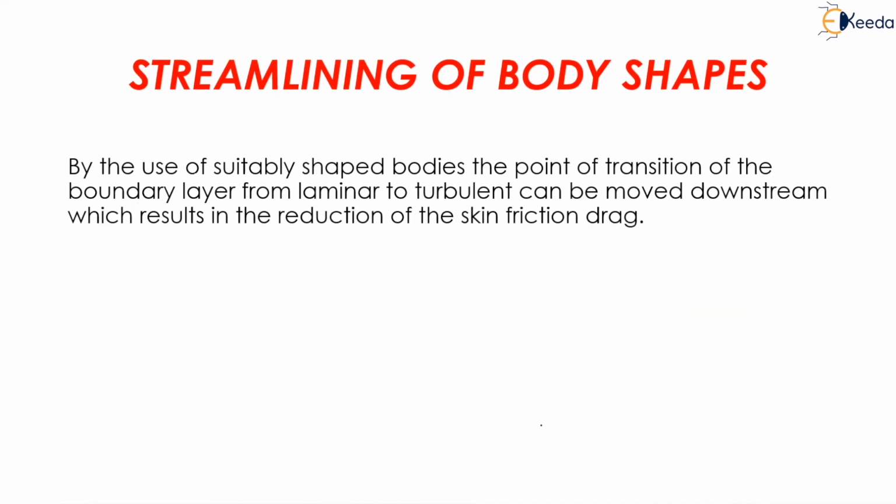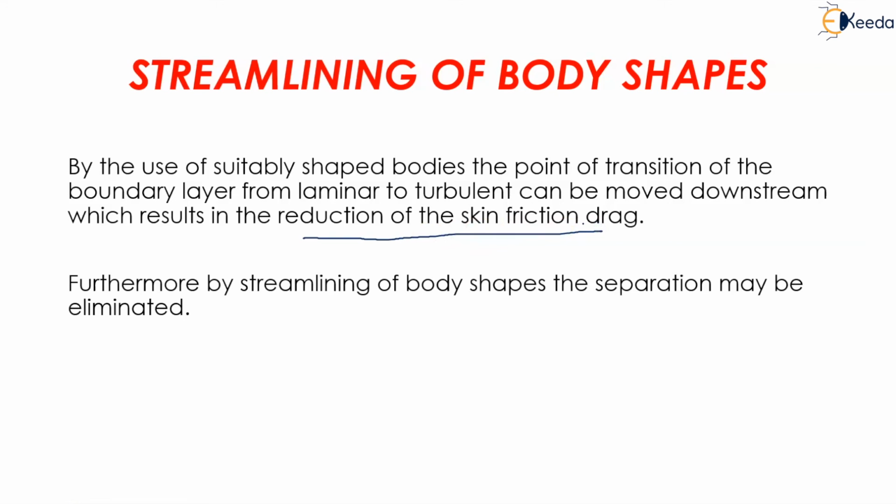The next and the last part is streamlining of the body shapes. By the use of suitably shaped bodies, the point of transition of the boundary layer from laminar to turbulent can be moved downstream, which results in the reduction of skin friction drag. Furthermore, by streamlining of body shapes, the separation can be completely eliminated.